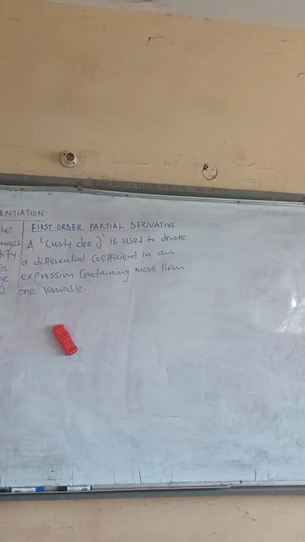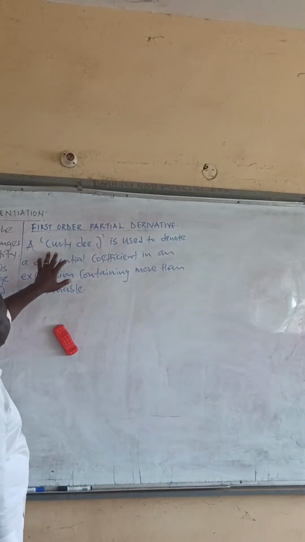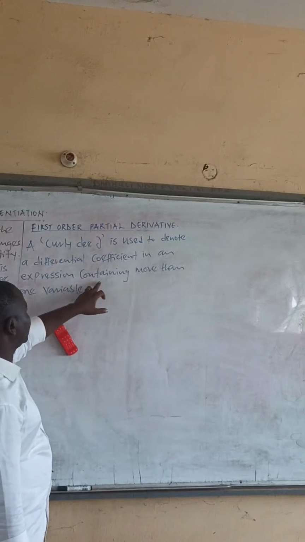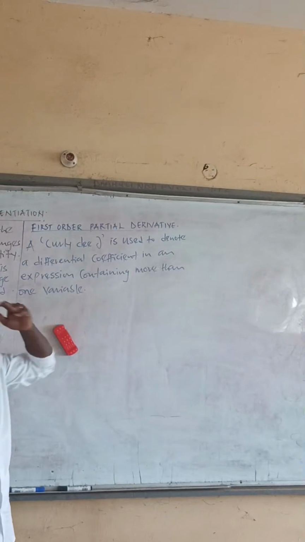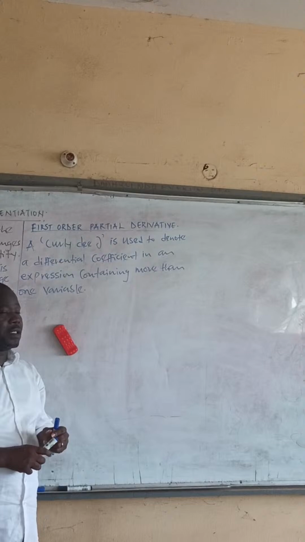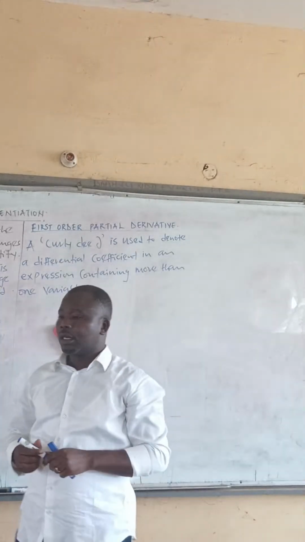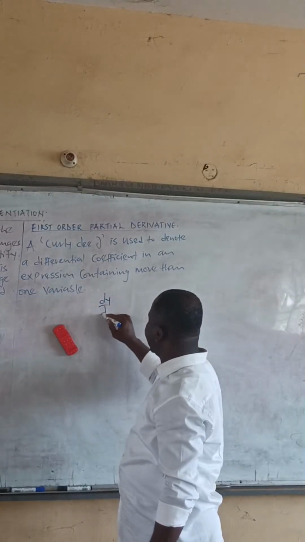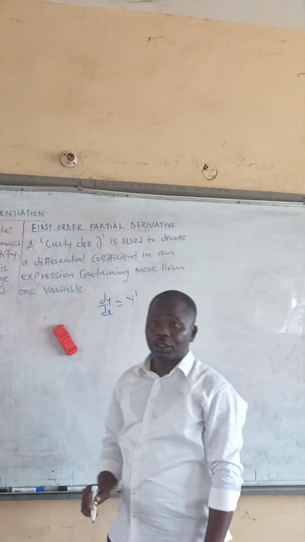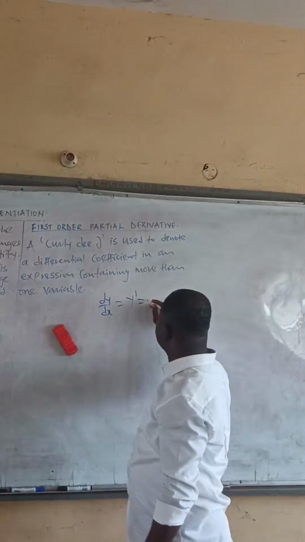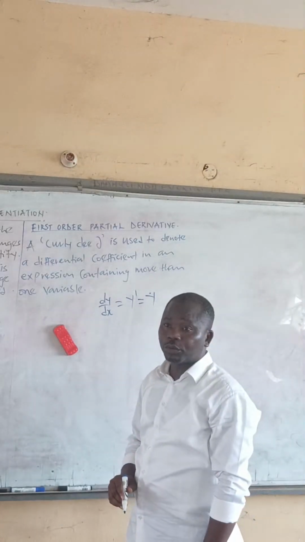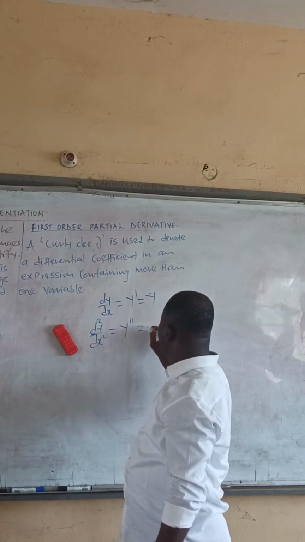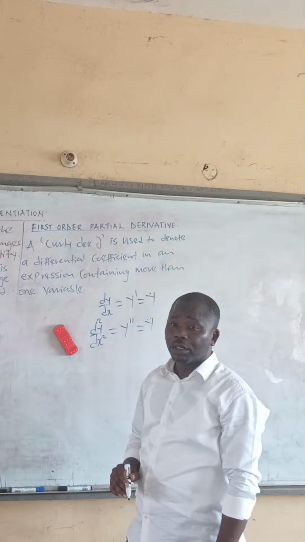Now, the curly d is used to denote a differential coefficient in an expression containing more than one variable. Is that clear? Yes, sir. In differential equations, I mentioned that dy over dx is the same thing as y prime, true or false? If you remember, this is also the same thing as y dot. So d squared y over dx squared is the same as y double prime, or y double dot. You agree with me, right?